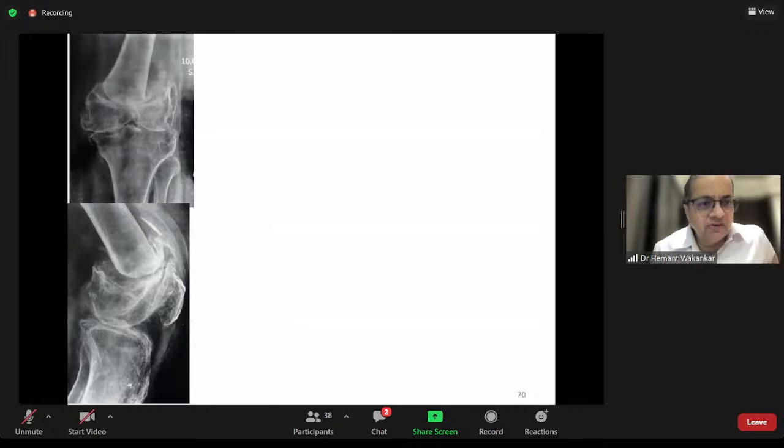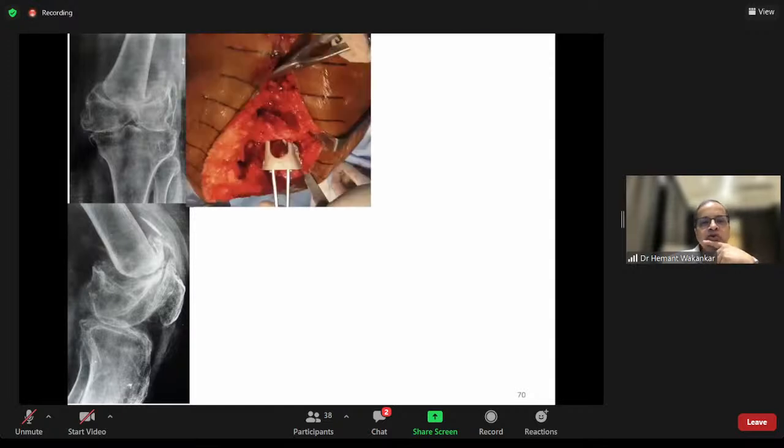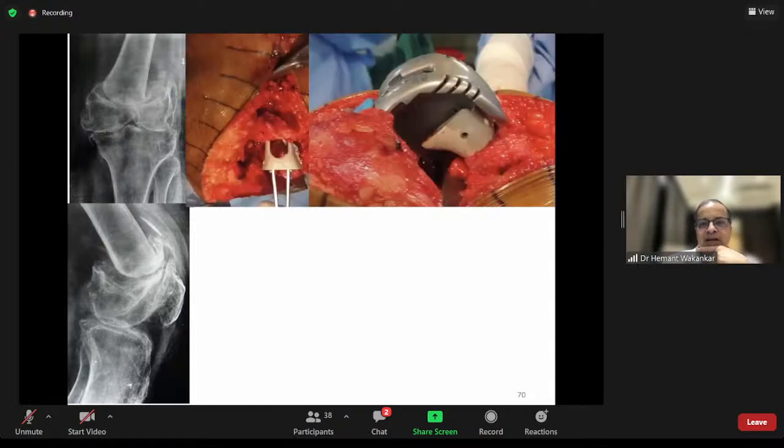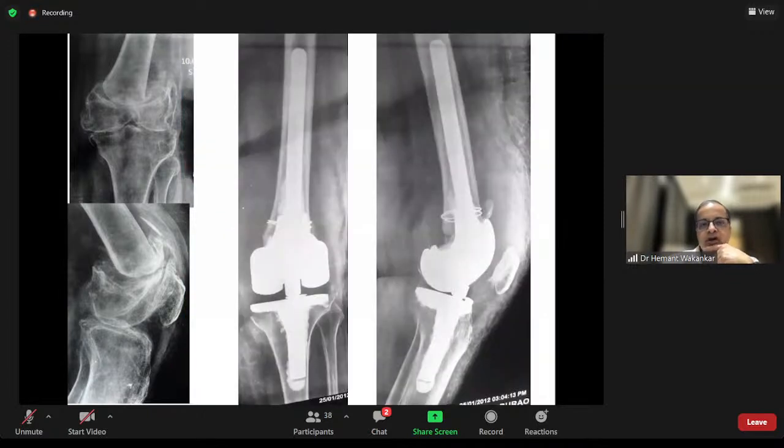Here is a patient with a supracondylar fracture of the femur with a pre-existing knee replacement. Now, this fracture is so low that it cannot be fixed. One cannot expect any union. So I've used a TM cone to build up the distal femur. And on top of that, I've used a revision component, and that is the post-operative X-ray of the same.